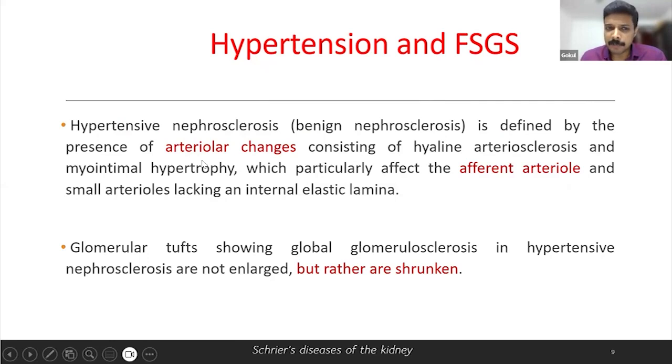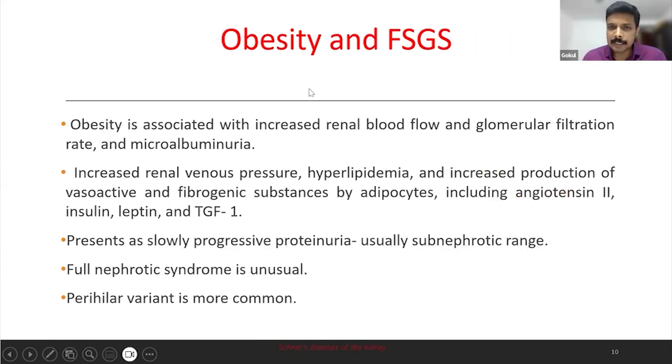But in hypertension causing FSGS, they won't be having massive proteinuria or nephrotic syndrome. They will usually have only subnephrotic proteinuria, and this is another major differentiating factor. Here the glomeruli will usually be shrunken in hypertension-related FSGS. But in other forms of maladaptive FSGS, the glomerular tufts are usually enlarged and there will be glomerulomegaly. And the other arteriolar changes associated with hypertension, mainly afferent arteriolar hyalinosis, will usually be present in hypertension-related FSGS.